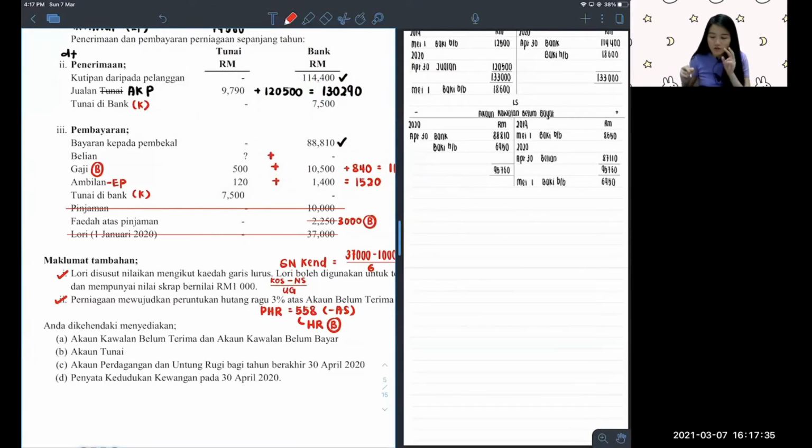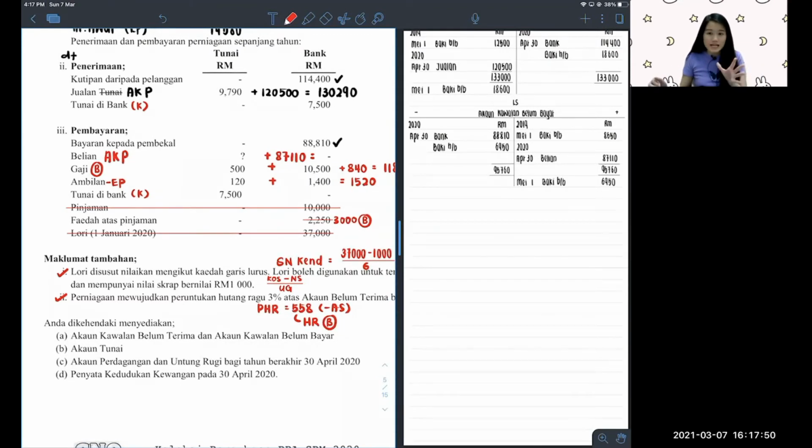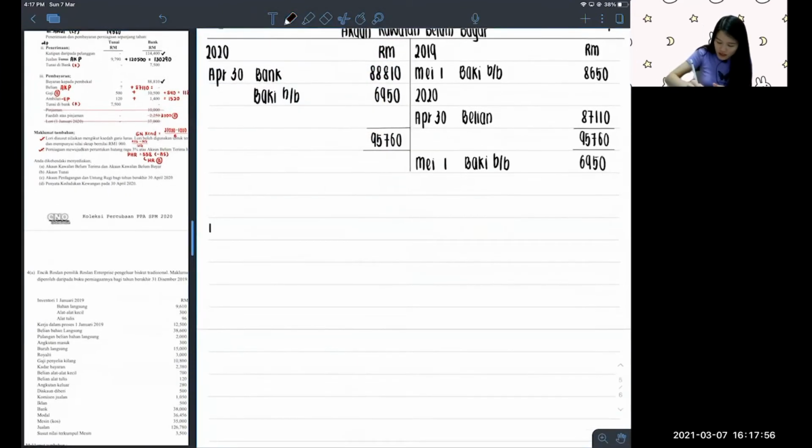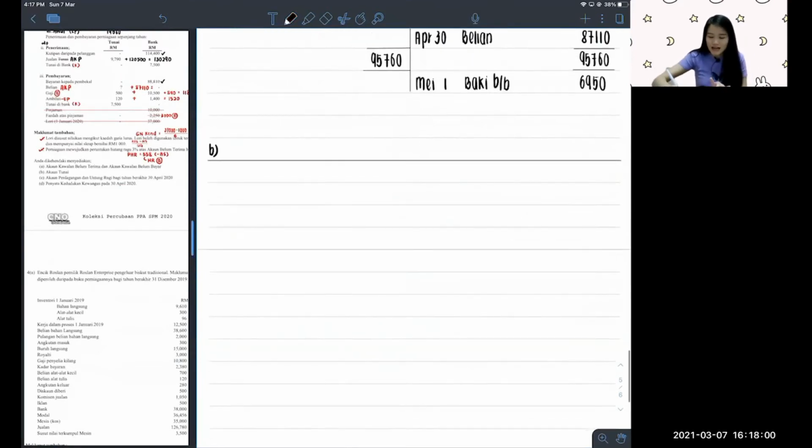I want to add on with belian credit 87110. So later, as I found my belian tunai, I'll just put into here, then we get the total amount for belian. So it's AKP. Okay, yeah. So finish with part A. Now let's move on to part B, that is the account tunai. Now I'm not sure why you guys feel whenever they ask you to do account tunai, you don't know what to do, but actually is how you usually prepare your buku tunai.